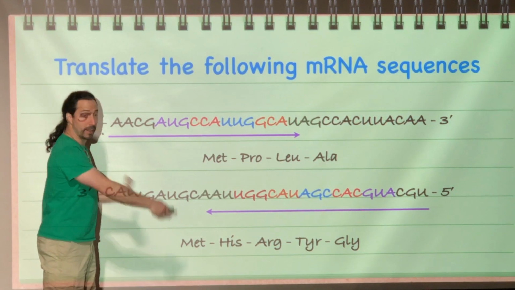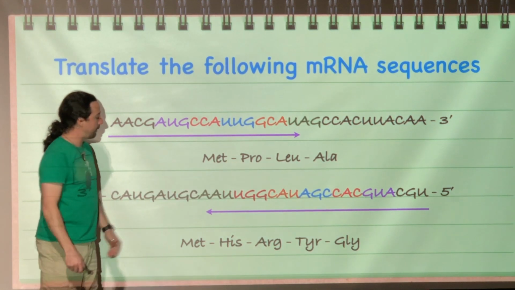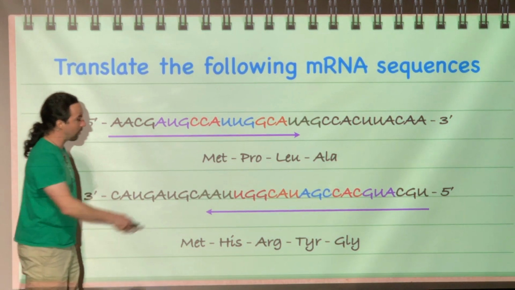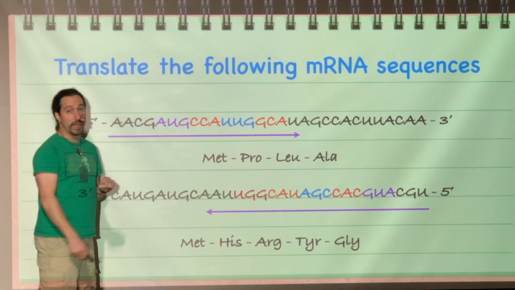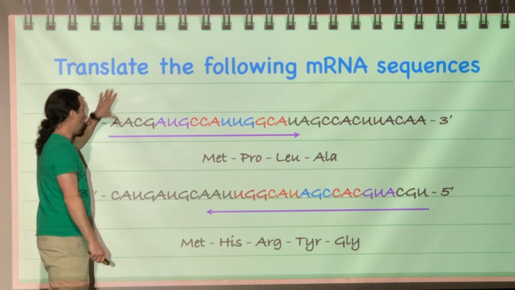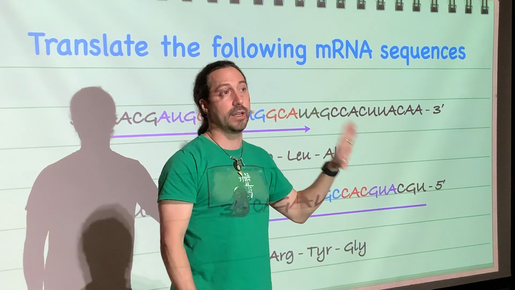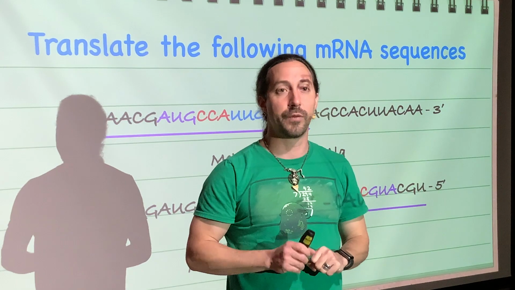And you could have written this in the exact opposite order if you wanted to. That would be fine. That's not a problem. But just remember, you have to start from the 5' end, and AUG, that is your start. You don't start right where the mRNA nucleotides begin. The start codon is AUG, and it always codes for methionine.